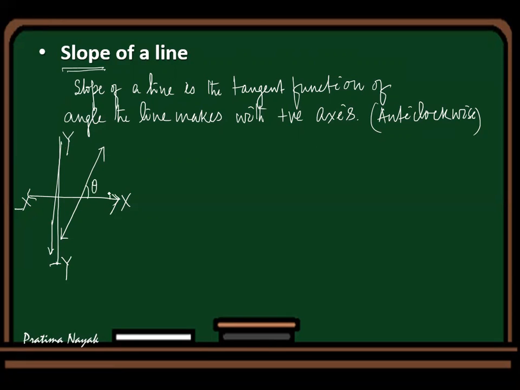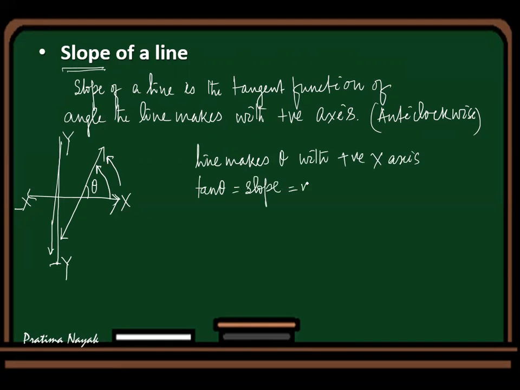This is from positive x axis, I'm measuring the angle. So this is the way of measuring. Suppose this is making the angle theta, then the line makes how much angle? The line makes theta with positive x-axis. Then tan theta is equal to your slope, which is denoted by small m.